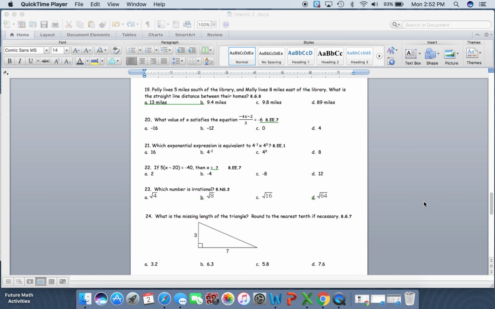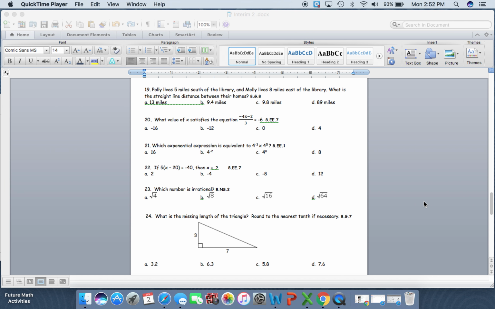Number 19. Polly lives 5 miles south of the library and Molly lives 8 miles east of the library. What is the straight line distance between their homes? A. 13 miles. B. 9.4 miles. C. 9.8 miles. D. 89 miles.